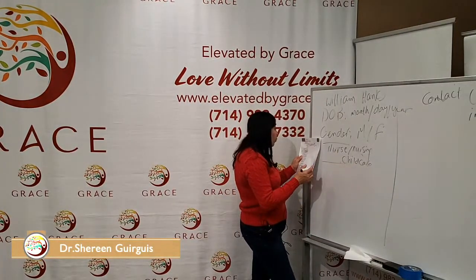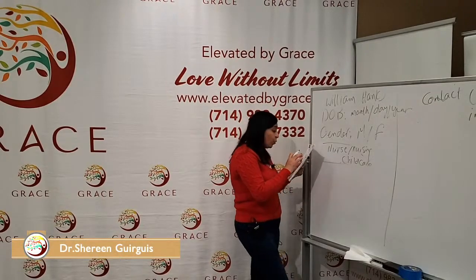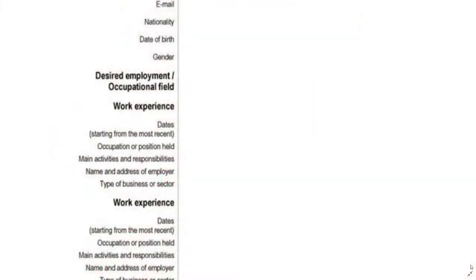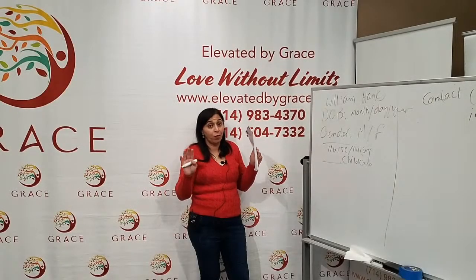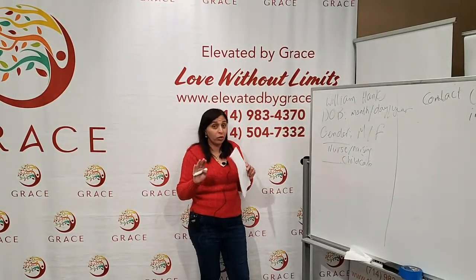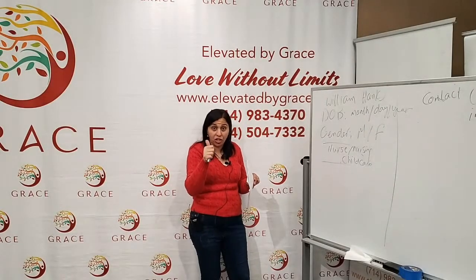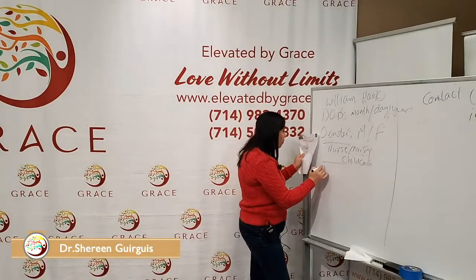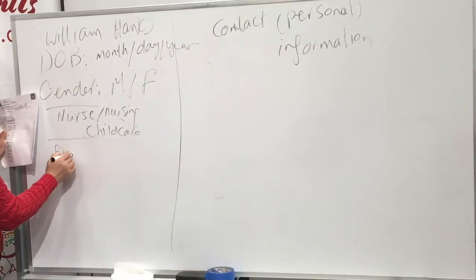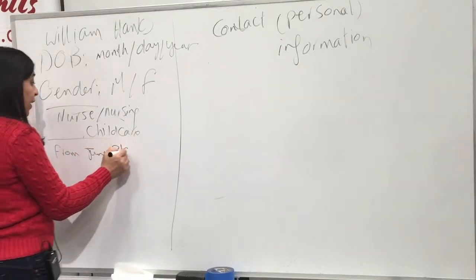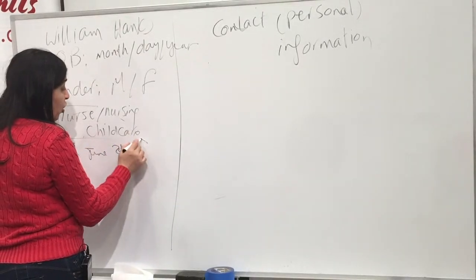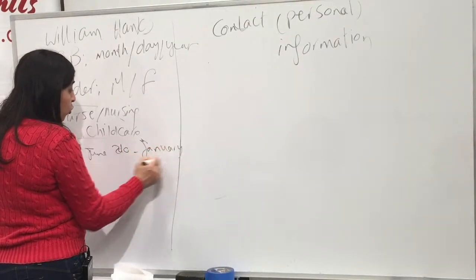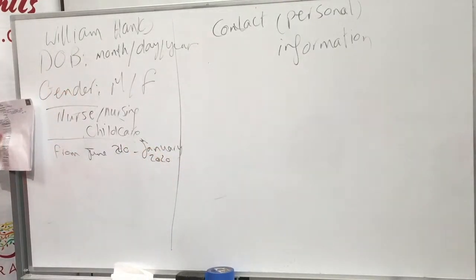Okay, then your work experience. We can go through this one. You have to put the dates, starting from the most recent occupation. For example, if you have previously occupied three jobs, you have to put the dates of the three jobs starting with the most recent one. For example, from what to what? For example, from June 2010 to, say, January 2020. This is the most recent job.